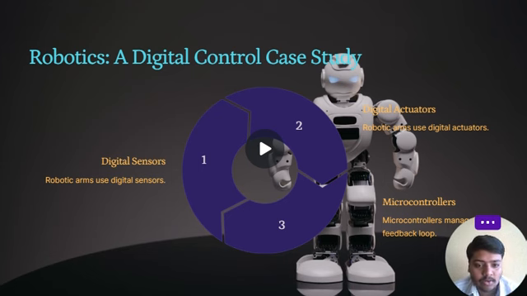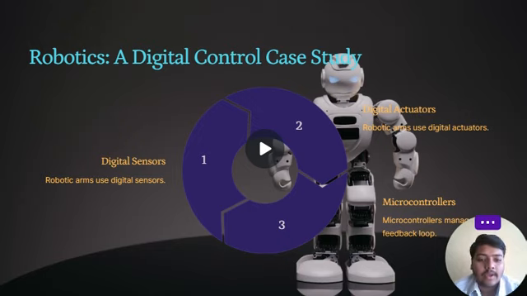Our next slide is robotics, a digital control system case study. This means the slide is showing an example of how digital control works in robotics. Section 1: digital sensors. Robotic arms use digital sensors. That means digital sensors collect information from the environment like position, temperature or pressure. In robotic arms, these sensors help the robot understand what is happening around it.